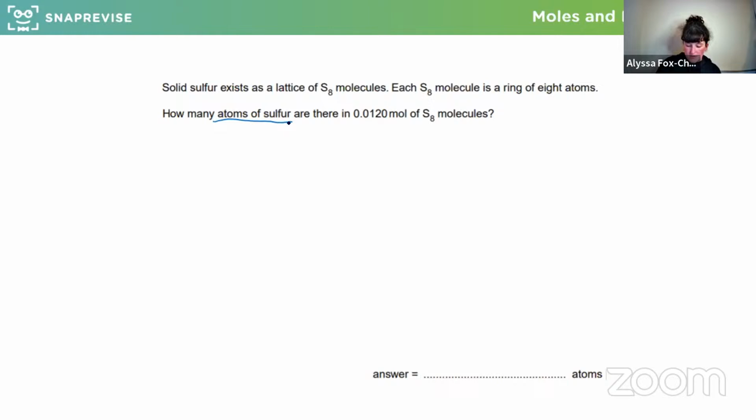Atoms of sulfur there are in that many moles of S8. So first things first, what do we need to do? How would you go about doing this? I think a good place to start would be to work out how many S8 molecules there are in 0.012 moles. So how do we do that? We need Avogadro's number.